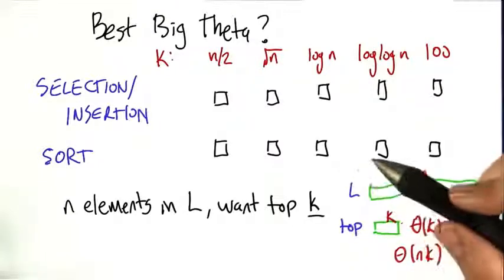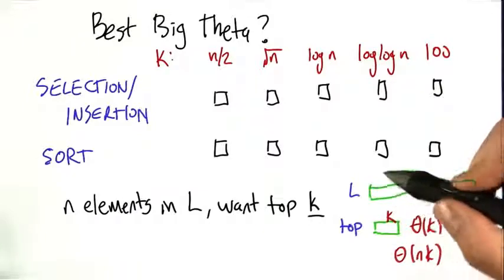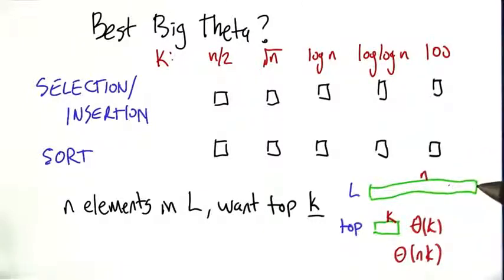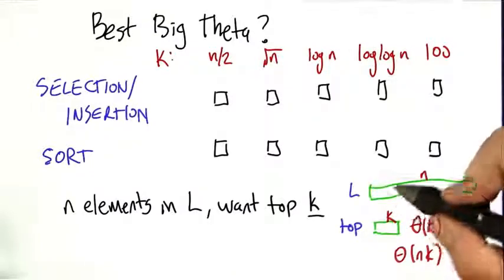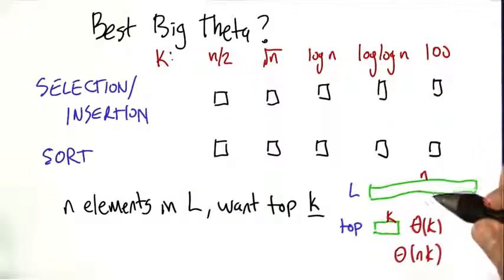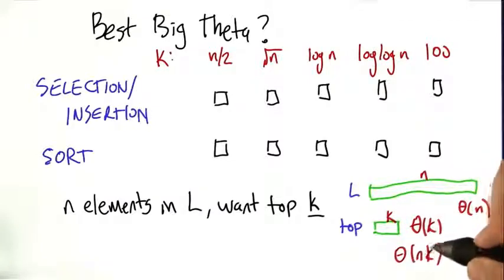Now, selection is the same. What happens in selection is you run through this list of n, and you pull out the maximum and delete. So that takes big theta of n time, and you repeat that once for each of the elements that you want to pull out. So it becomes also big theta of n times k.